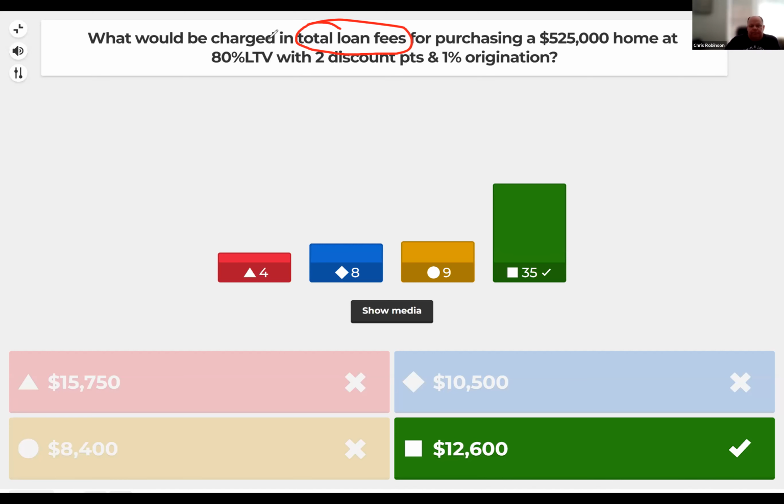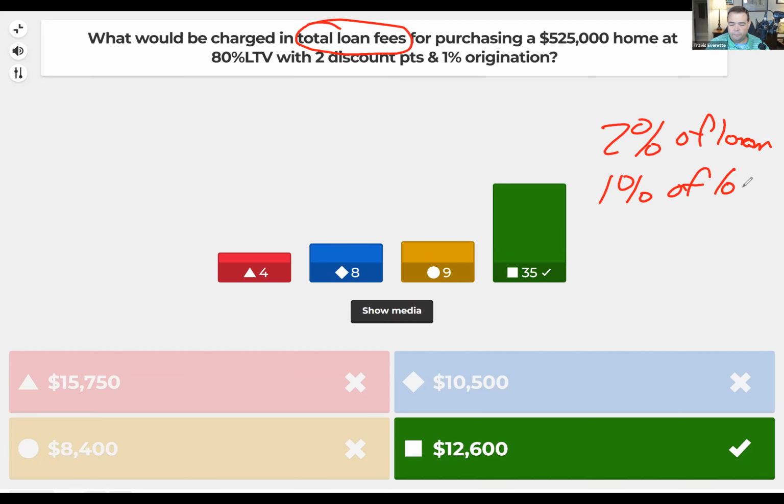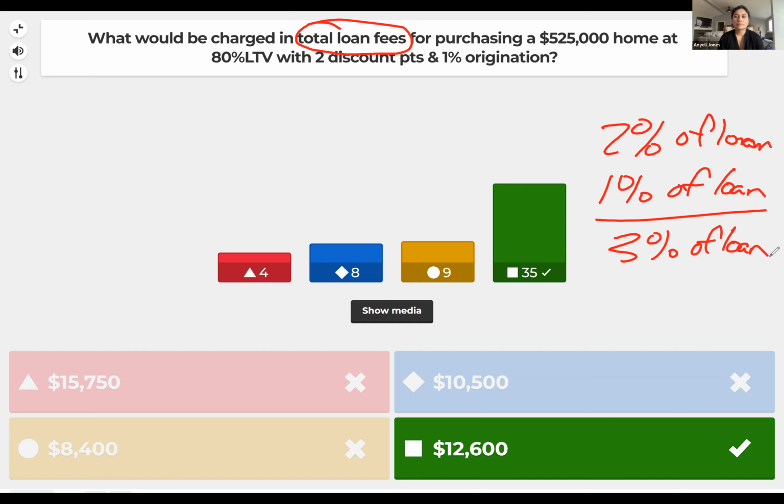Here's what I'm going to do in my head. I know 2 discount points is going to cost what? 2%. 2% of the loan, right? And I know that my origination is 1% of the loan. So the way I do it is I just know my total fees are going to be 3% of the loan. Is everybody okay with that statement? Yes. Now, if you wanted to do it, 1% origination fee is this, and the 2% for the discount points is this, and then add it together, same thing. It's going to work the same way, either way.